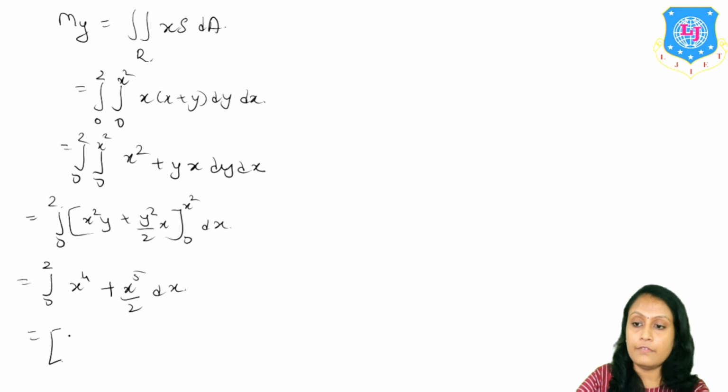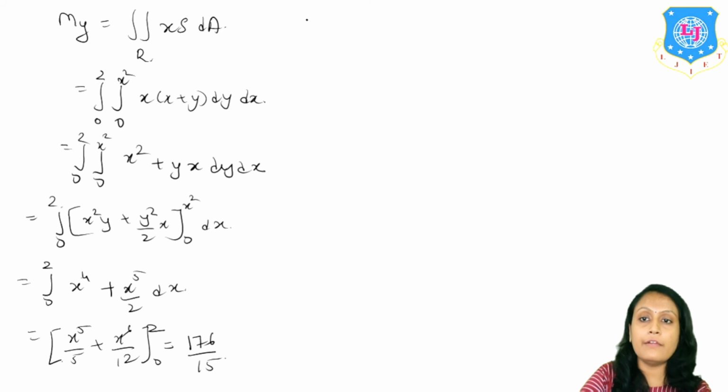So here we have x raised to 5 upon 5 plus x raised to 6 upon 12, and the limits are 0 to 2. Okay, substitute the limit and simplify, so you will get the answer of My as 176 upon 15.